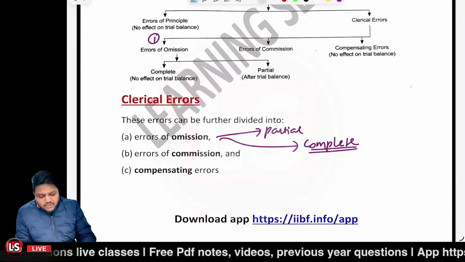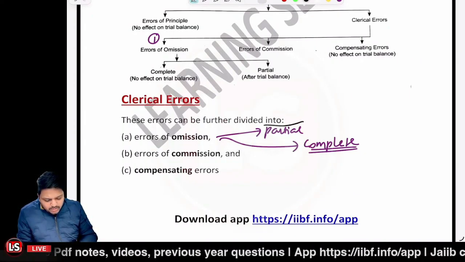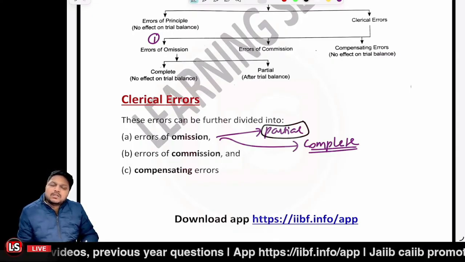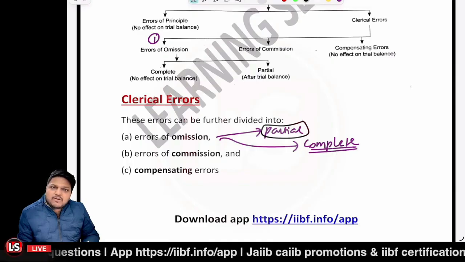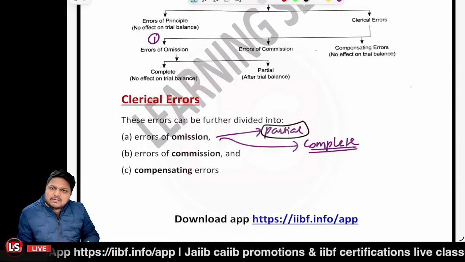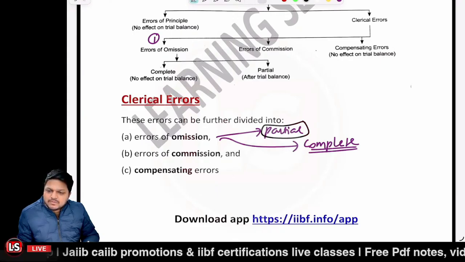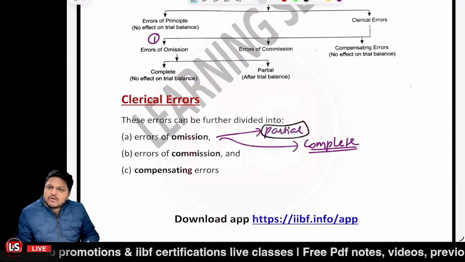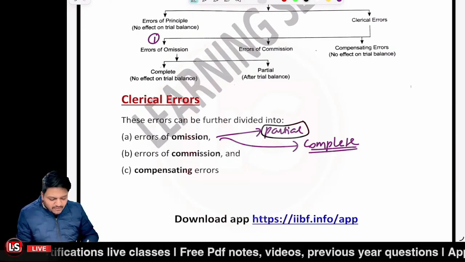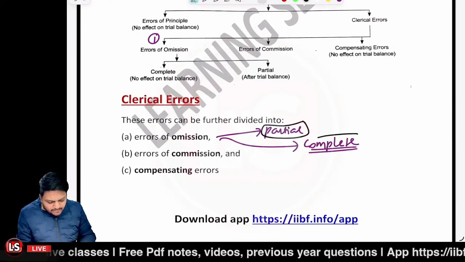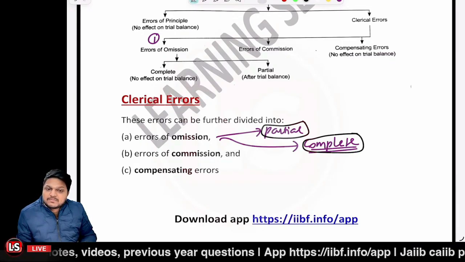Now, if there is partial omission, then definitely it is going to have an effect on the disagreement of the trial balance. Let's say you have recorded the debit side but not the credit leg. Definitely it's going to impact the trial balance, or either way, let's say you have recorded the credit balance but not the debit balance, it's going to affect the trial balance. But if you have completely omitted the entry, then it's not going to impact the trial balance.